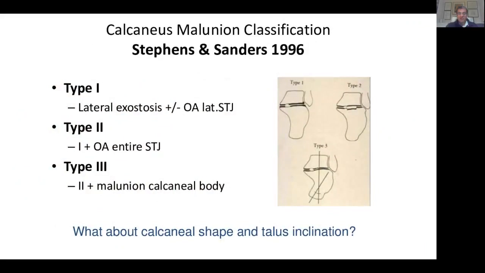And in 1996, Stephens and Sanders came up with a malunion classification. Type 1 is those patients who have a lateral exostosis, so extra bone on the outside of the calcaneus, and arthritis affecting the lateral part of the subtalar joint. On some occasions, the whole of the subtalar joint is affected, and sometimes the calcaneal body is malunited, but it doesn't say a lot about any subtypes of this type 3, what sort of differences in shape we have.